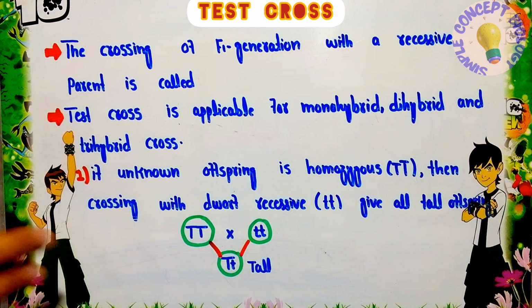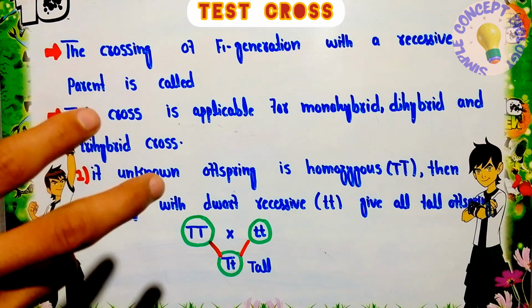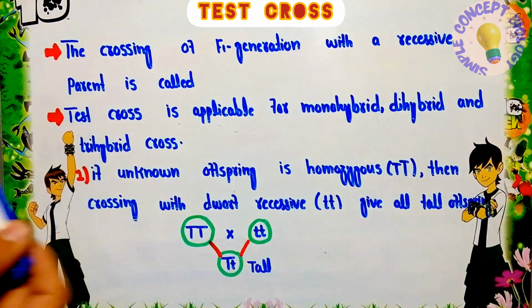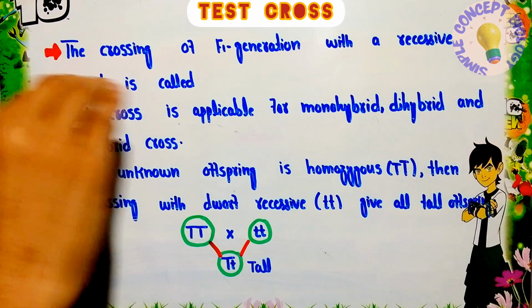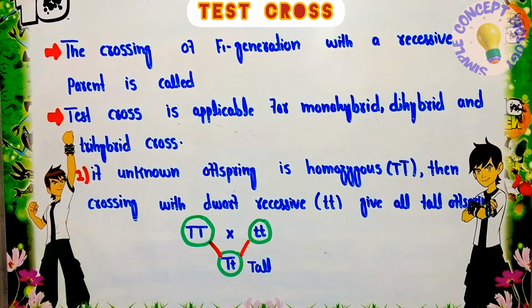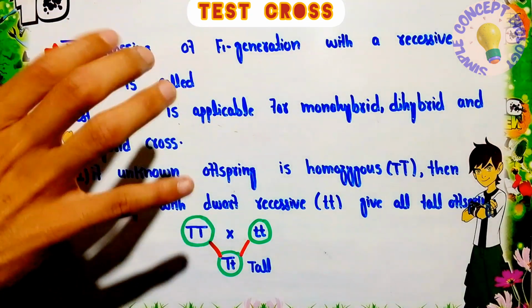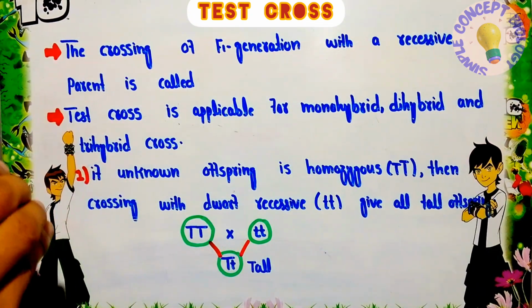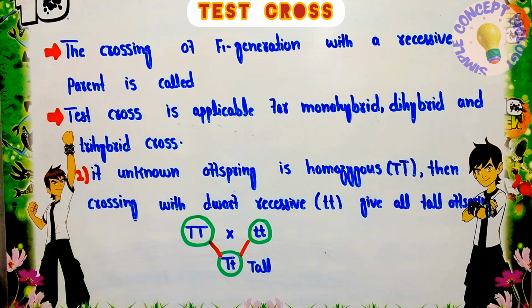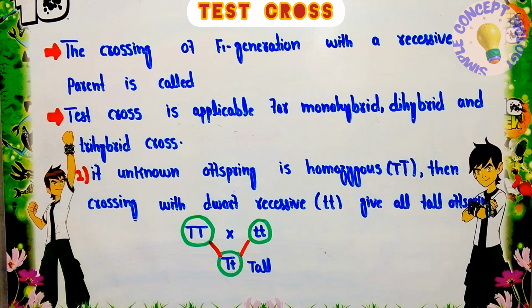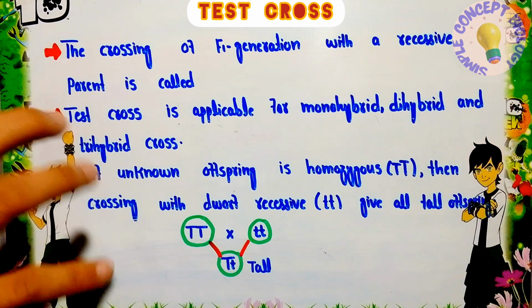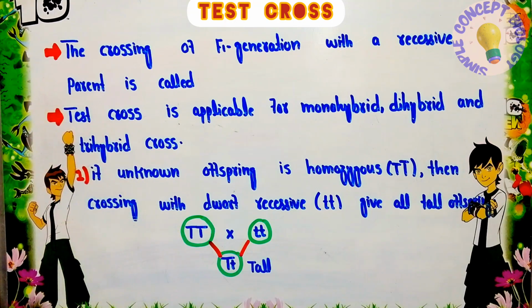Now Mendel performed three types of crosses: monohybrid cross, dihybrid cross and trihybrid cross. This test cross is applicable to all types of crosses performed by Mendel. The main purpose of the test cross is to know the genotype of the F1 generation. Now how do we find the genotype of the F1 generation? We have two cases, in which we can easily find out the genotype of the F1 generation.